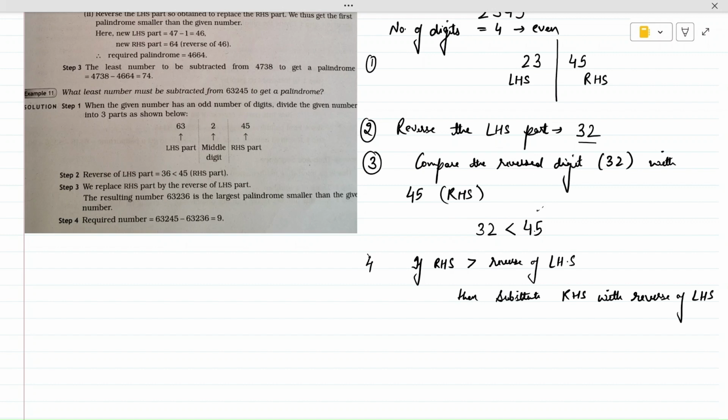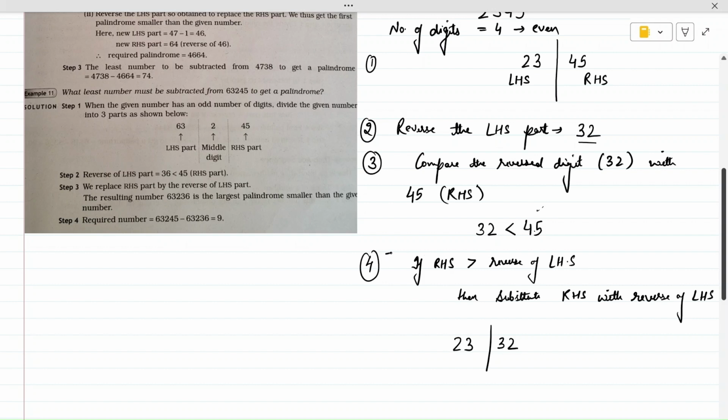And the fourth thing is that if RHS, that is the right hand side, is greater than reverse of LHS, then we have to substitute the RHS with reverse of the LHS. That means my number will become something like this. Instead of 45, I will write reverse of this, which is 32.